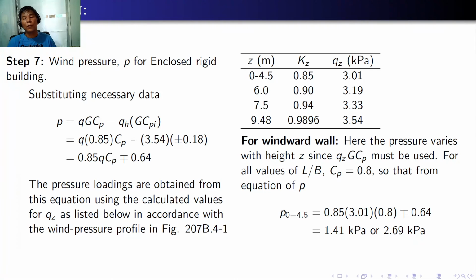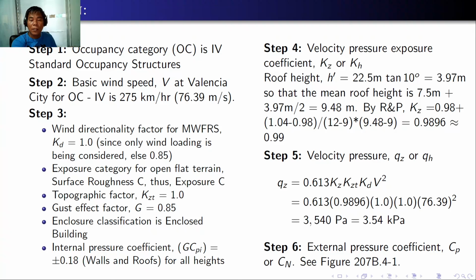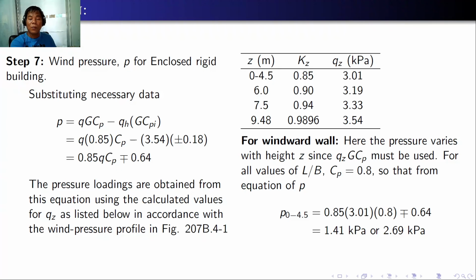So for the windward wall, the windward attack, here the pressure varies with height Z. Since QZ, GCP must be used. For all values of L over B, CP is 0.8. So from the equation of P, from the height 0 to 4.5, look at the table. We have Q, which is 3.01. Oh, sorry, I made a mistake here. This is 3.55 because earlier I used 0.85. So sorry for that. So change Q to 3.5 here.